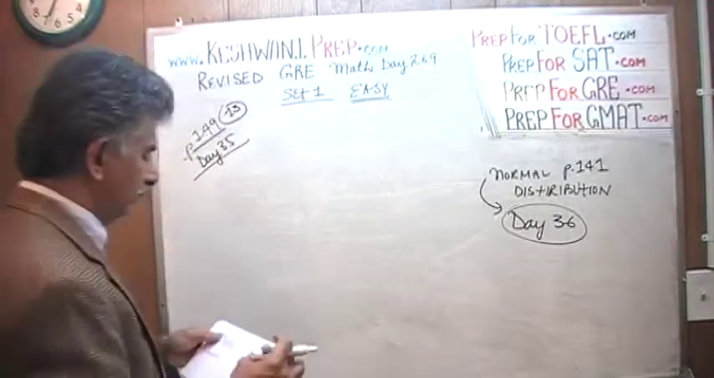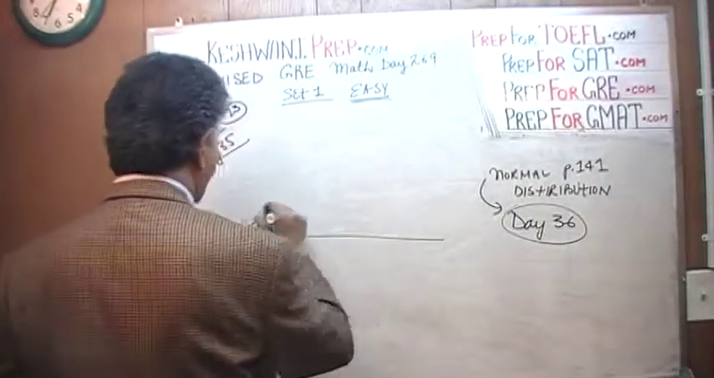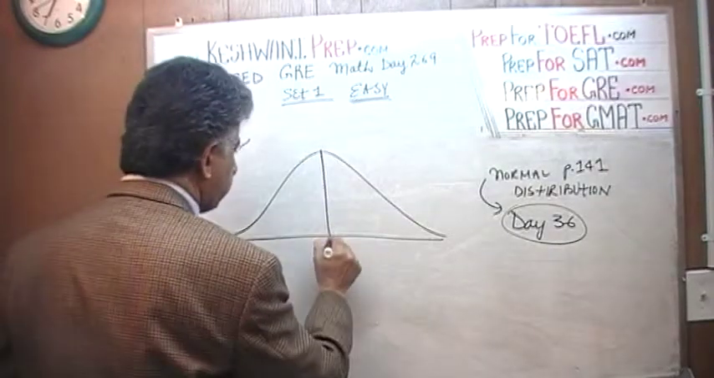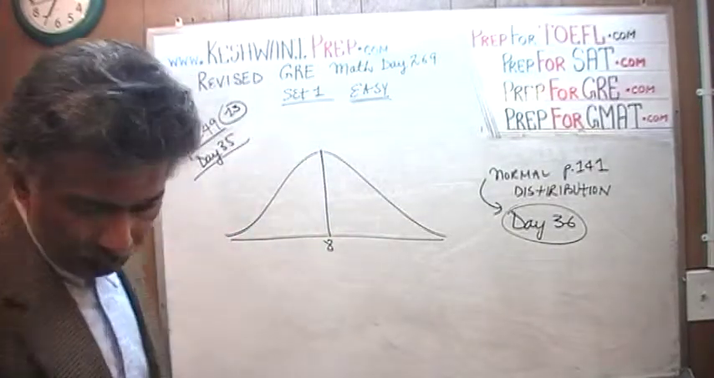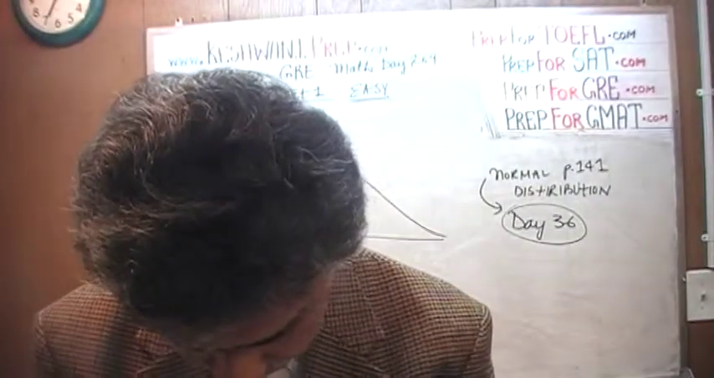So here we are told that we have a normal distribution, and we are told that the mean is 8. Question is, well, let's see how they phrase the question. Page 149.